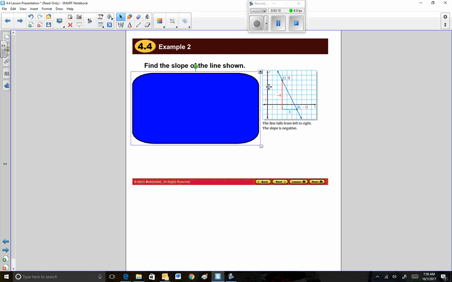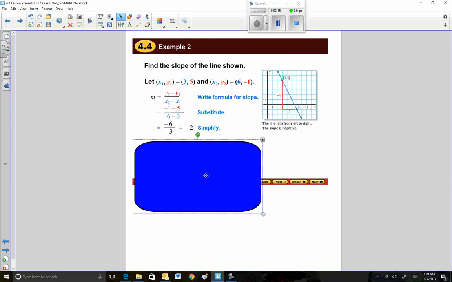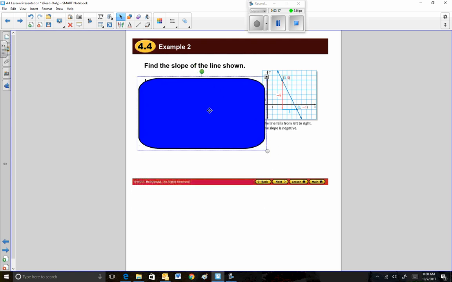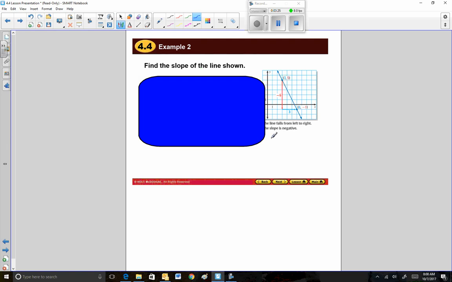Or you can use your numbers. You do 5 minus negative 1 and so on. And you get your negative 2 slope. Personally, I like looking at the picture and just going, oh, drop 6 over 3. So I write my negative 6 over 3. And so you get negative 6 over 3, which equals a negative 2.